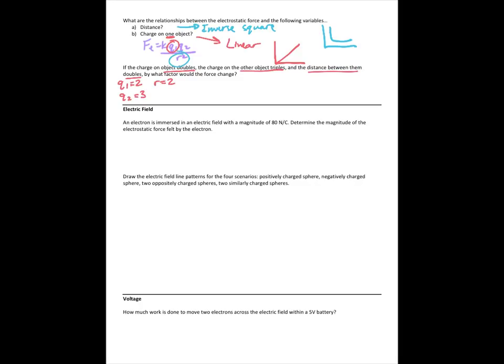So let's use dummy variables to solve this. We make everything equal to 1 originally, and then we apply our changes. So we're going to make k equal to 1. This is 2, this is 3, over 2 squared. Multiply this out, you get 6 over 4, and this reduces to 3 over 2. So our new force is 3/2 as strong as the original, okay?